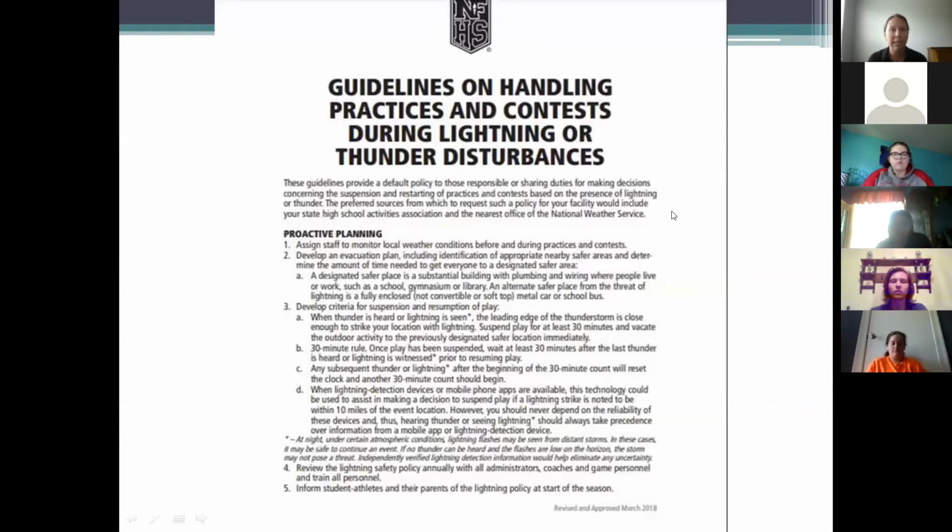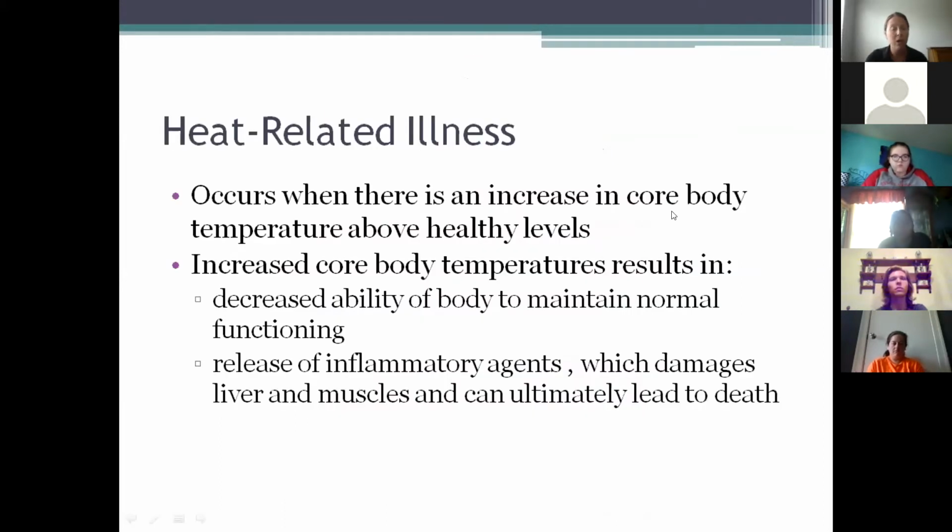Here is the example of the North Carolina High School Athletic Association guidelines, okay? Again, you wanna make sure you're abiding by the policy of your school, your state, your governing organization. Again, if you have a school athletic trainer, they're gonna be your best resource for this information to go to.